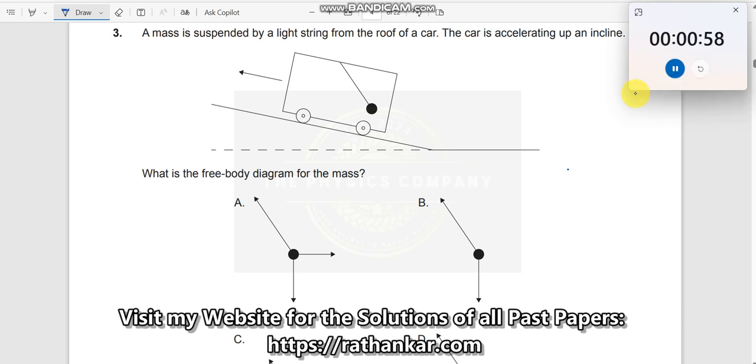Question number 3. A mass is suspended by a light string from the roof of a car. The car is accelerating up an incline. Okay, it is accelerating like this over here with an acceleration A. What is the free body diagram for the mass?